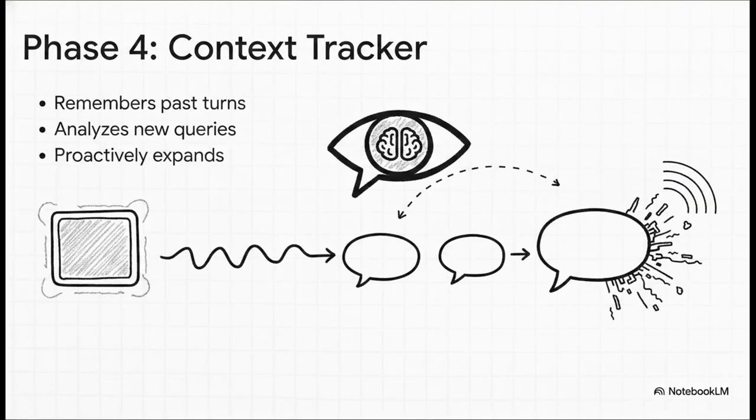Finally, we have Phase 4, the context tracker. Now, this isn't just a simple one-and-done operation. Across multiple turns in a conversation, the context tracker maintains this deep, multi-turn awareness. It actually remembers exactly what was compressed in earlier turns. So when a new query comes in, it analyzes it for relevance against the cached content. If it spots a connection, boom, it proactively expands that relevant data back into the context window before the LLM even has to ask for it. It literally anticipates the model's needs.